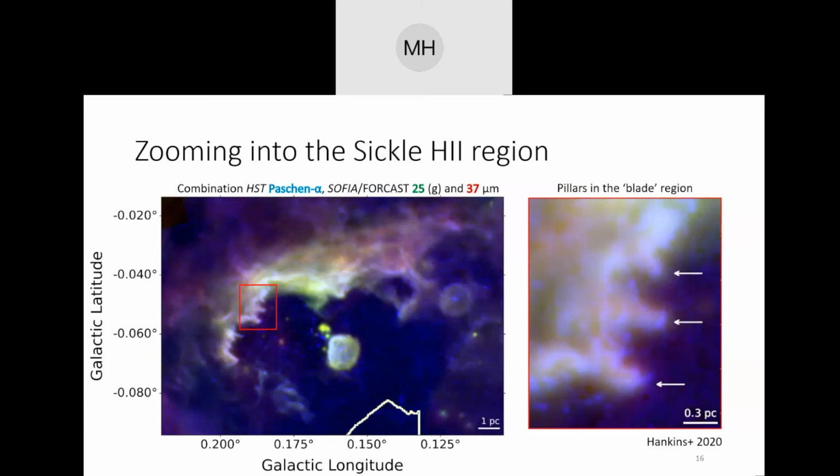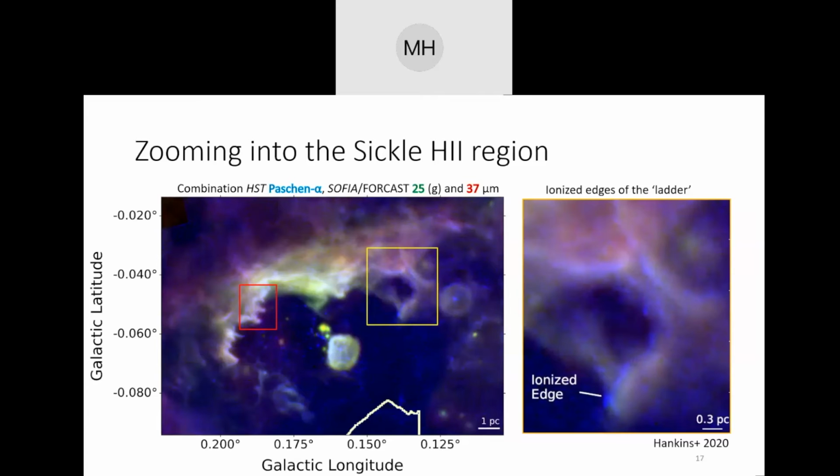But at this distance, these are actually even larger structures than that. They seem to have these interesting fingers poking out, and you can see that they nicely correspond with the ionized gas that you're seeing in Paschen alpha. You can also go to this yellow region that I've highlighted now, what's known as the Ladder region. And again, you can see this really nice correspondence between what we're seeing in the dust emission and the ionized edges that trace this region out.